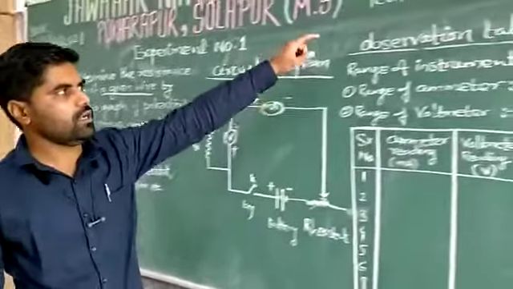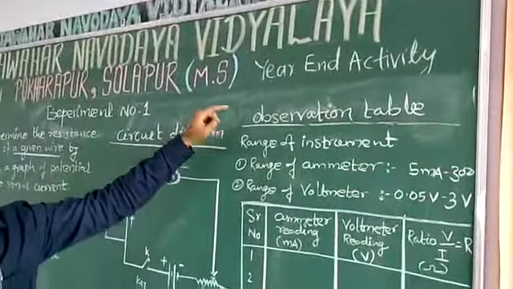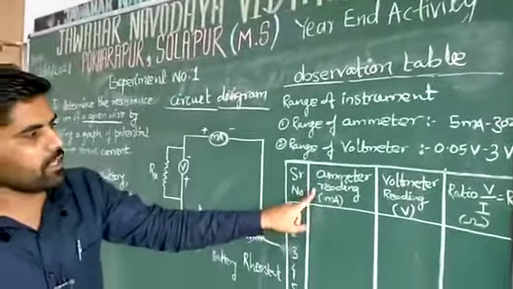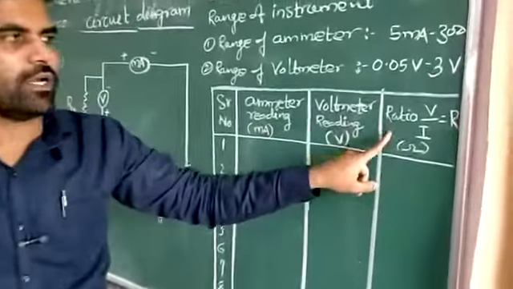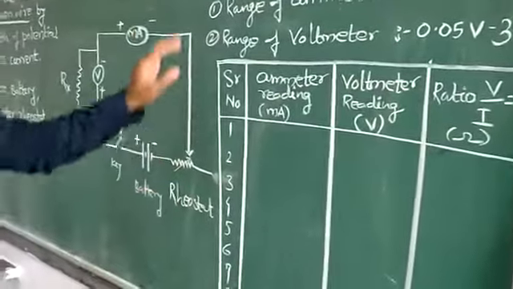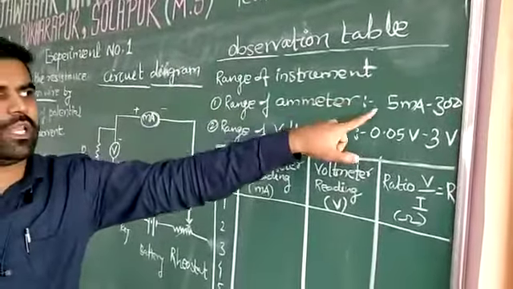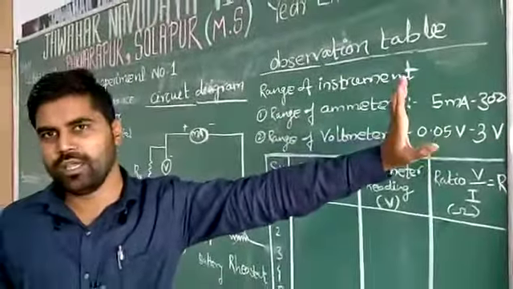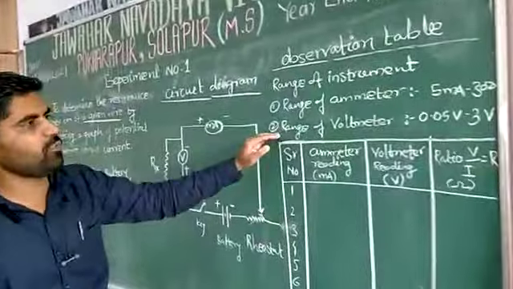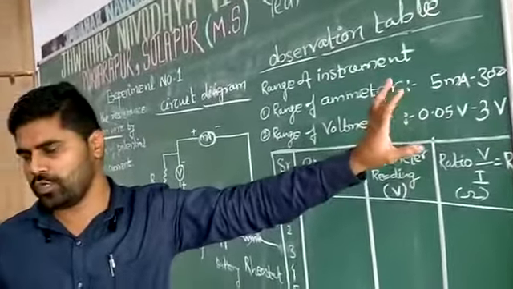These are the observations, the observation table. We have to observe the ammeter reading and the voltmeter reading, and then calculate their ratio, meaning the resistance. The range of the ammeter is 5 milliampere to 300 milliampere, and the range of the voltmeter is 0.5 volt to 3 volt.